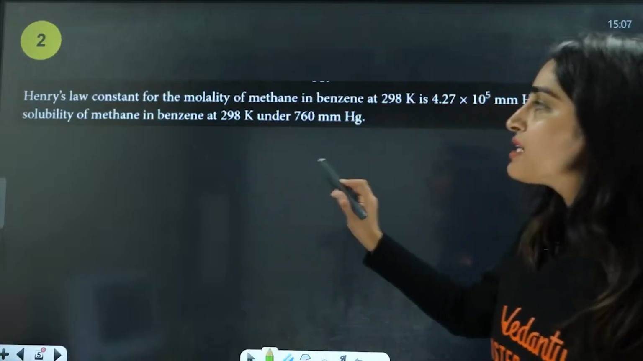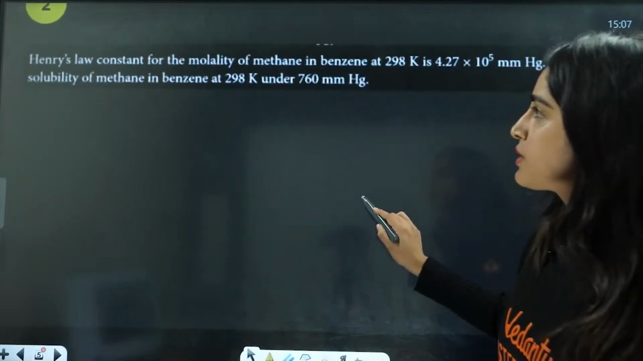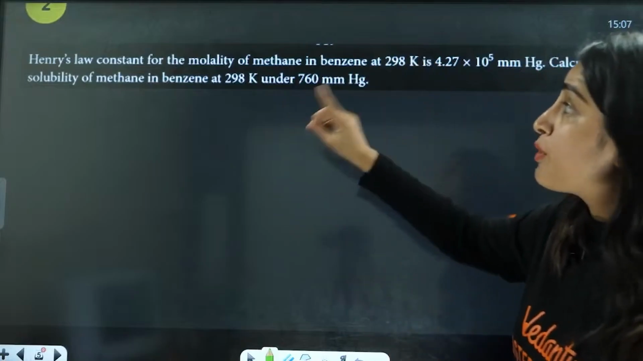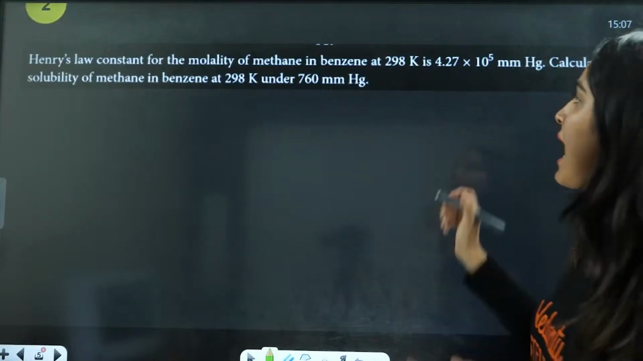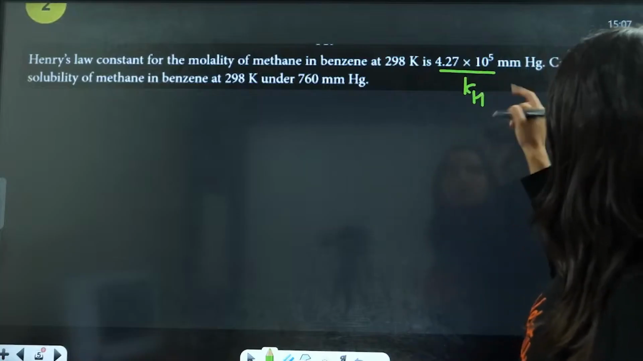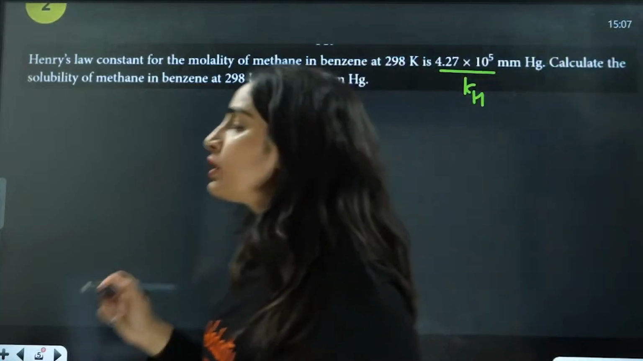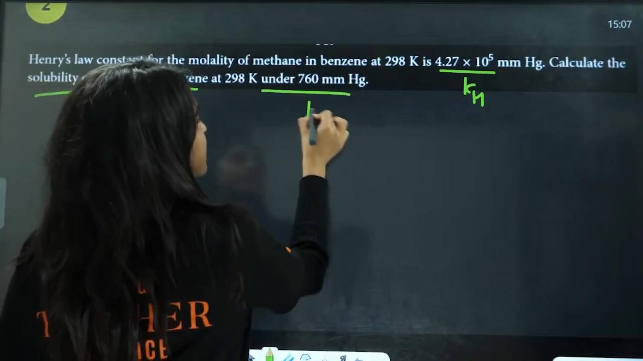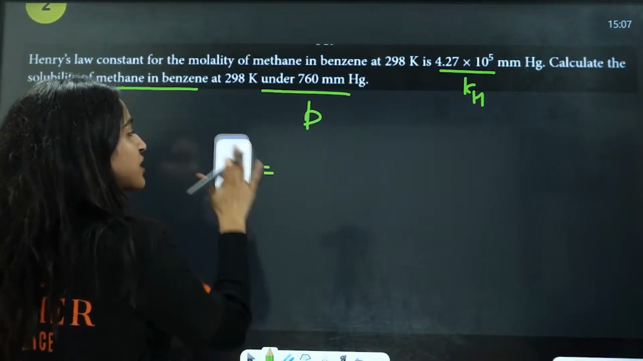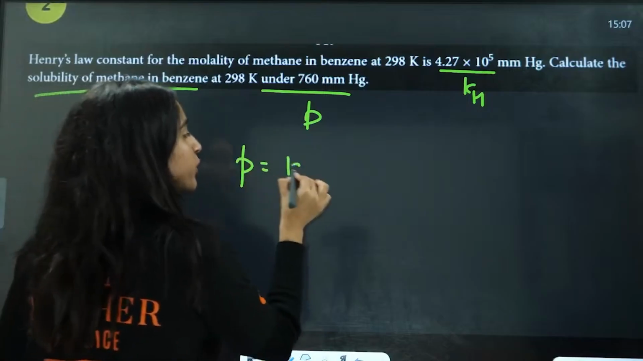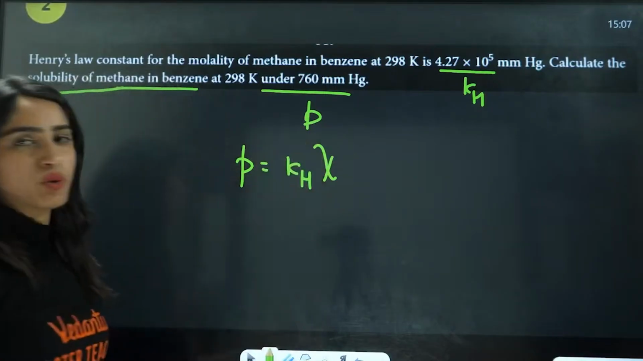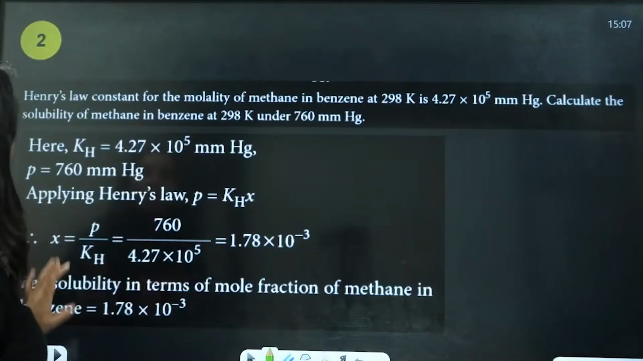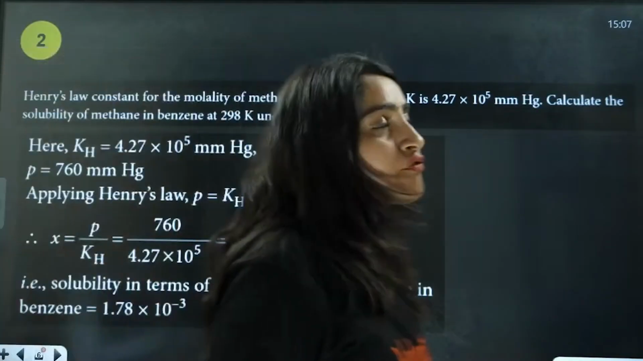Now the next question here is on Henry's law. You have Henry's law constant for molarity. Molarity of methane is this. Henry's law constant, that means KH, is this much. Calculate the solubility of methane in benzene under this pressure. So calculate the mole fraction here. The pressure is equal to KH into the mole fraction. Calculate the value of mole fraction here.